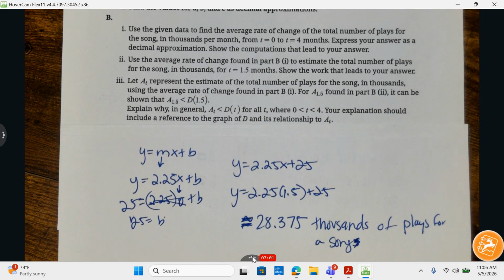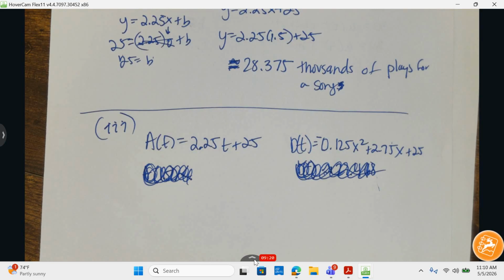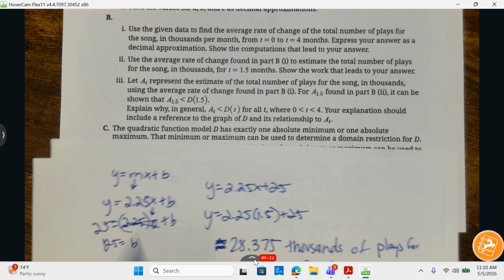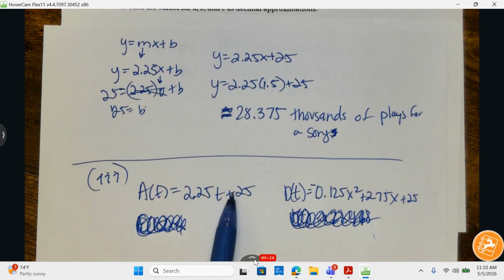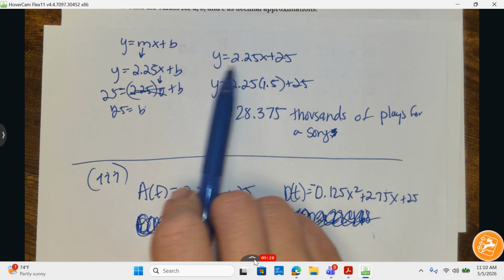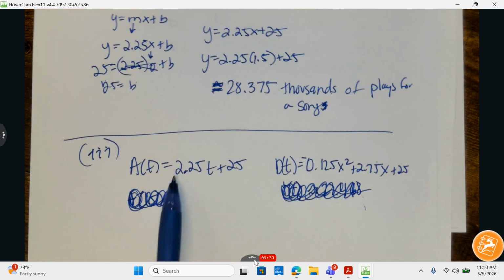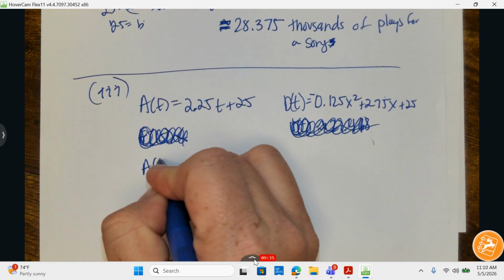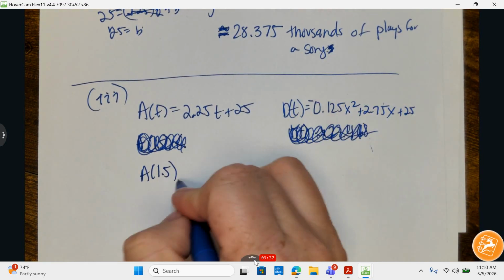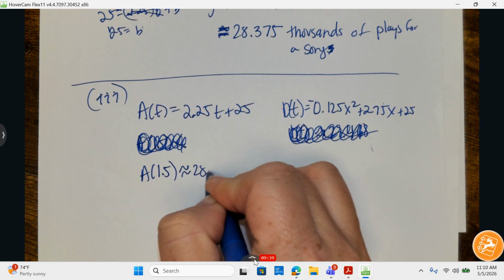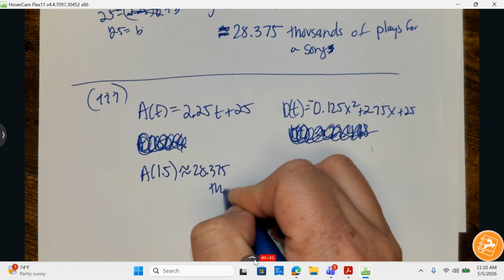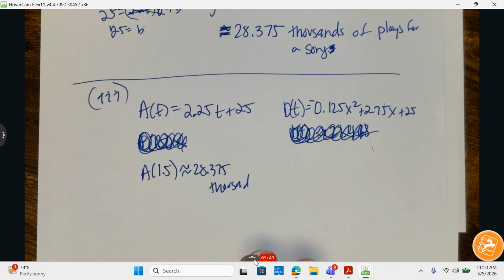Now this third part often gives students trouble. On this third part, it says that if we use this equation, which we were able to form using the average rate of change in part 1, and we came up with the equation in part 2, if we calculate a of 1.5, we can see we ended up with approximately 28.375 thousands, right? Thousands of plays per song.